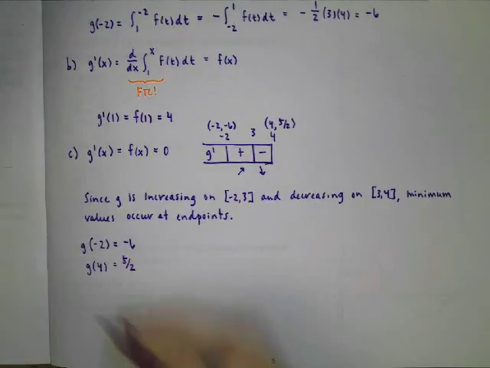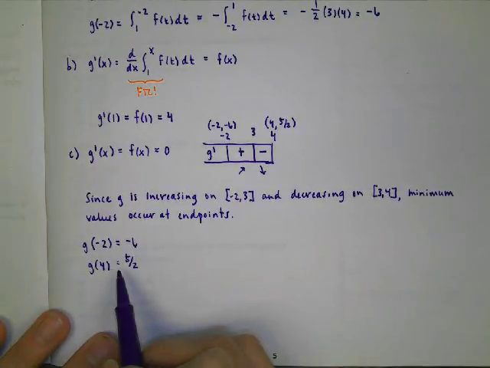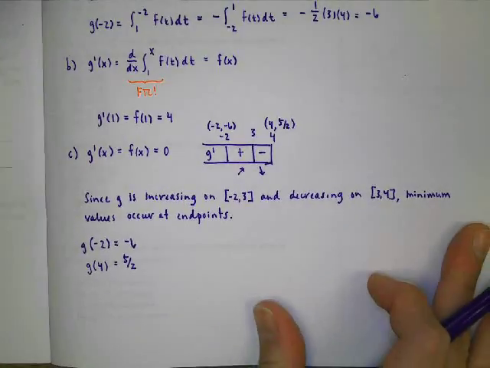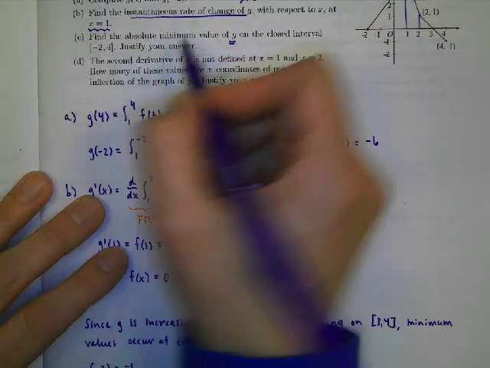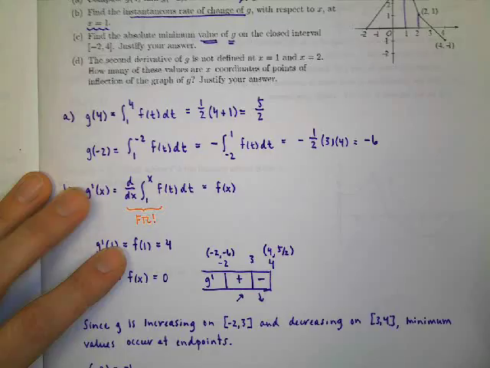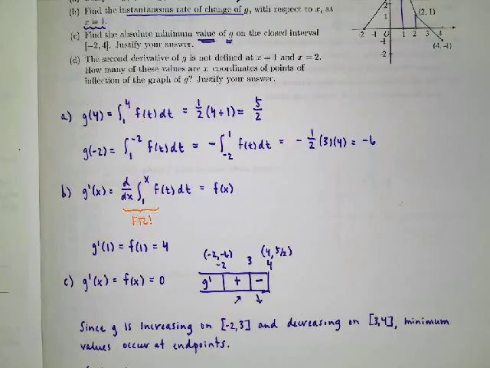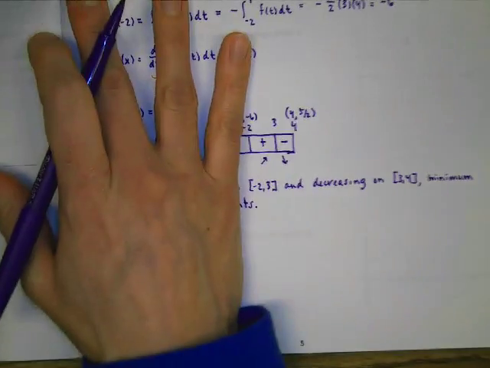All right, so since g of -2 is less than g of 4, we know that the absolute minimum occurs at -2. Now, we have to be careful about what the question's asking. It wants to know the absolute minimum value. So they want to know not the x value where it occurs, but the actual y value.